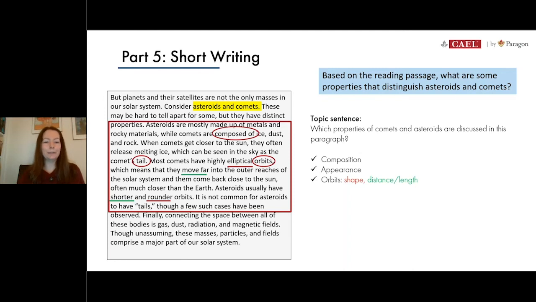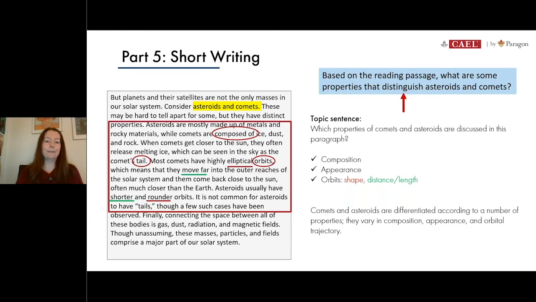So those three little properties in the middle of the page right now, these form the outline. Those are the three properties that we're going to introduce as we write out the first sentence of our paragraph. So remember, we're trying to distinguish asteroids and comets. So that means that these three properties are going to be different in asteroids than in comets. So we start typing away, and maybe this is our first attempt. This is our draft sentence.